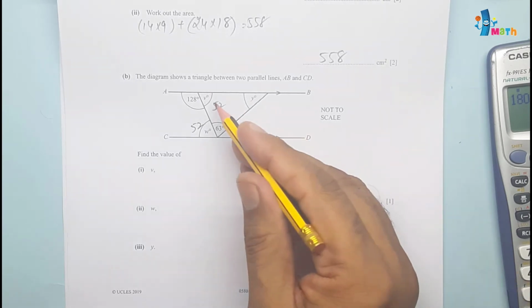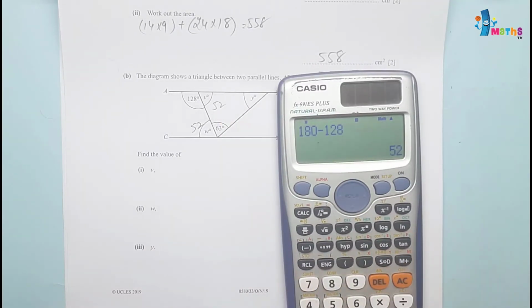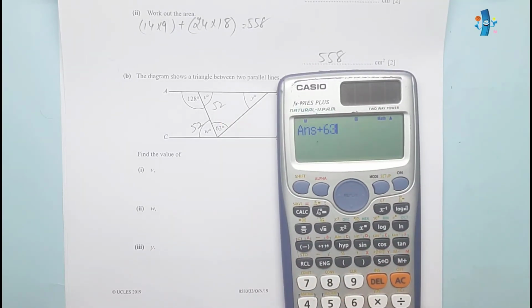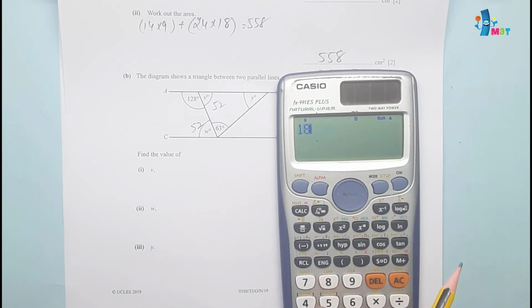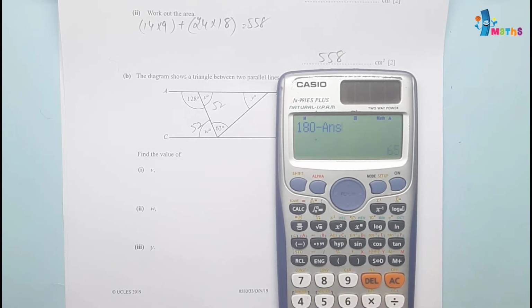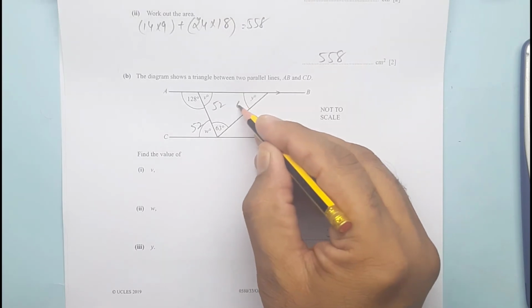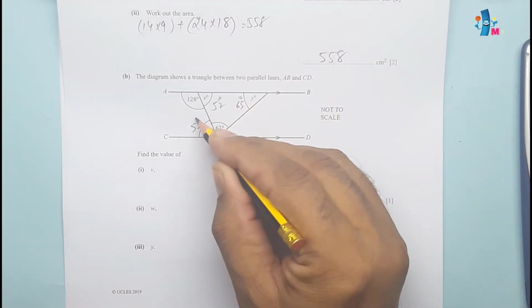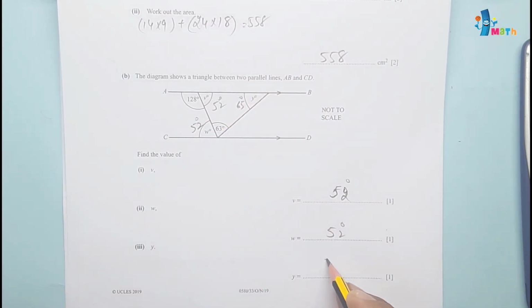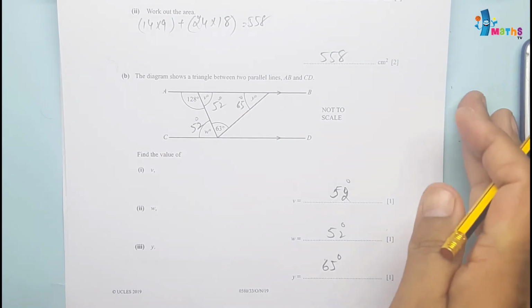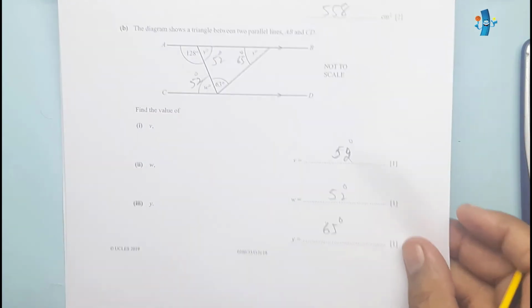Then comes y. y is this angle. We have two angles, one is 52 and the other one is 63. We will add this and subtract from 180. 180 minus answer will be equal to 65. So this side is 65 degrees, and we can write here answer as 65 degrees.